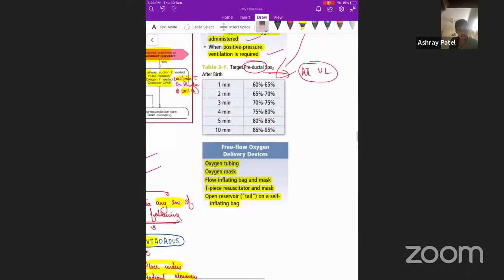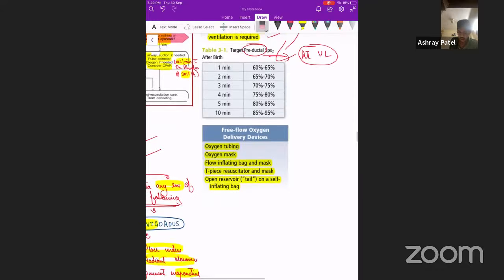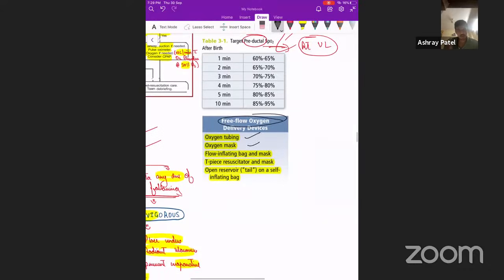And if free flow oxygen is required, what are the devices that provide this? You can directly put the oxygen tubing and keep it near the baby's nose, or use a simple oxygen mask, or a flow inflating bag and mask that is available with the anesthetist, or a TPS resuscitator and a mask if it is available in the labor room. So these are the free flow oxygen delivering devices.